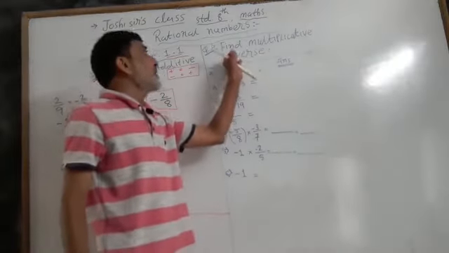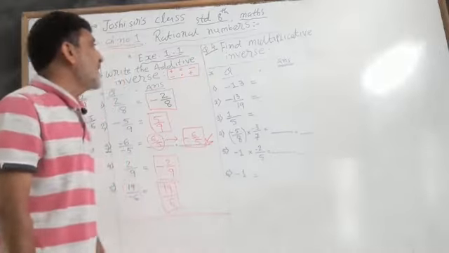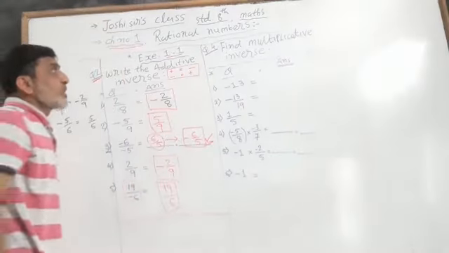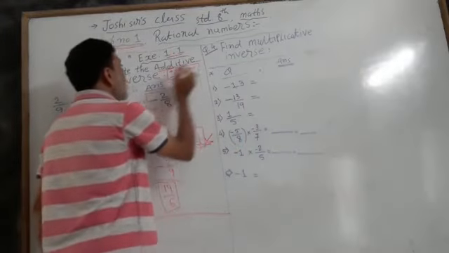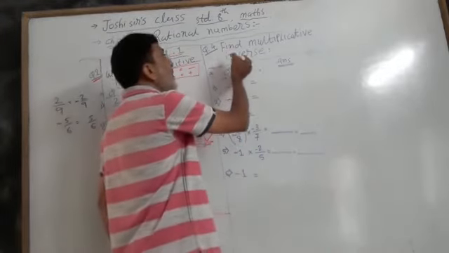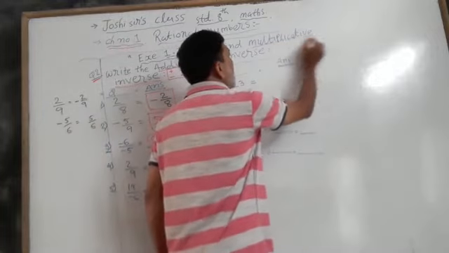Now we will start question number 4. Very easy, like this. What will we have to do here? Here we change additive inverse. And in this sum, find the multiplicative inverse.